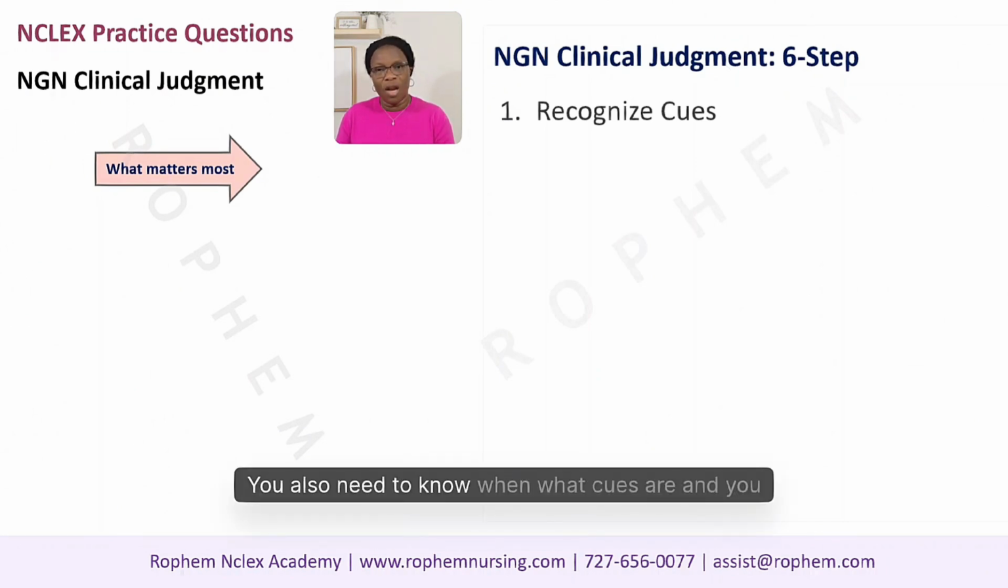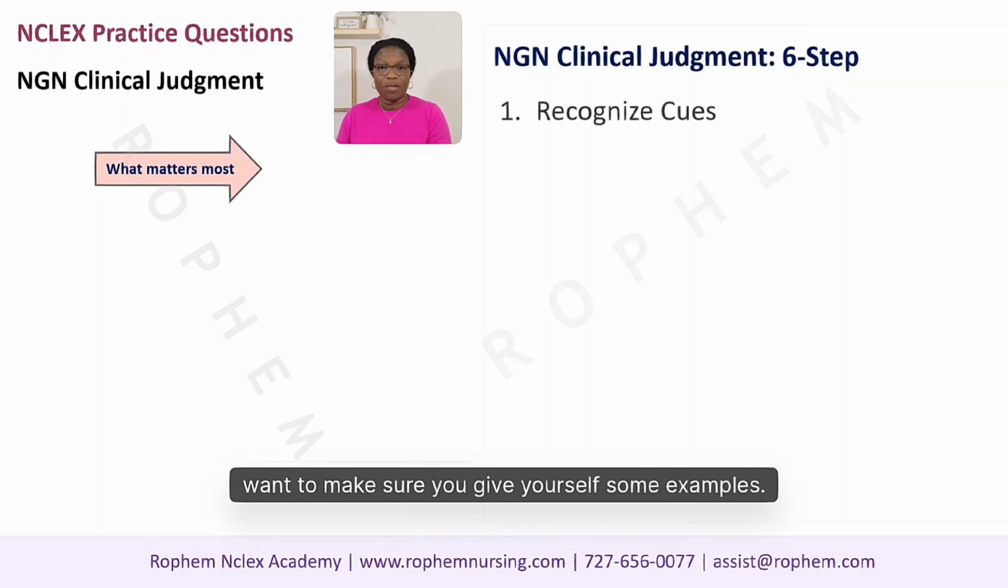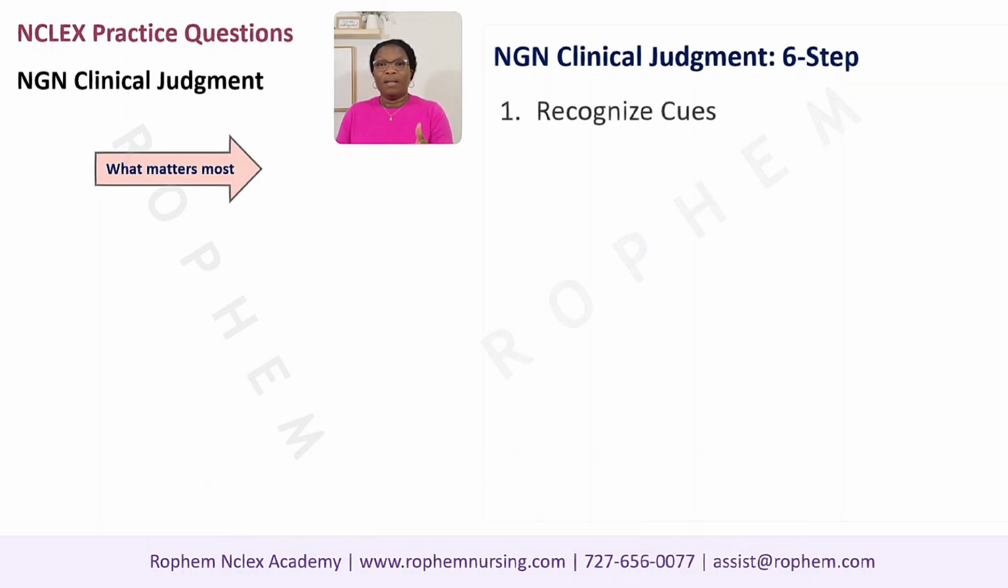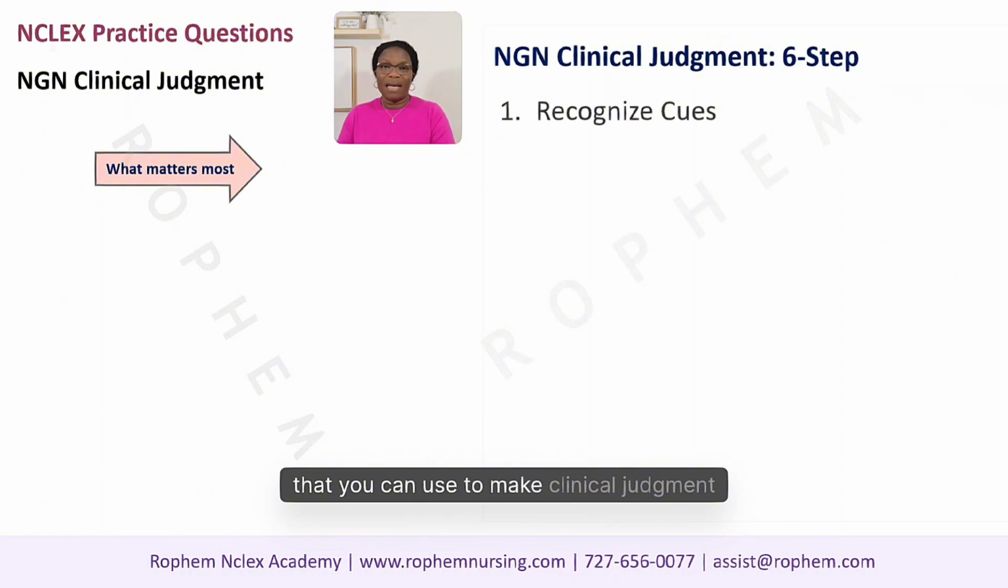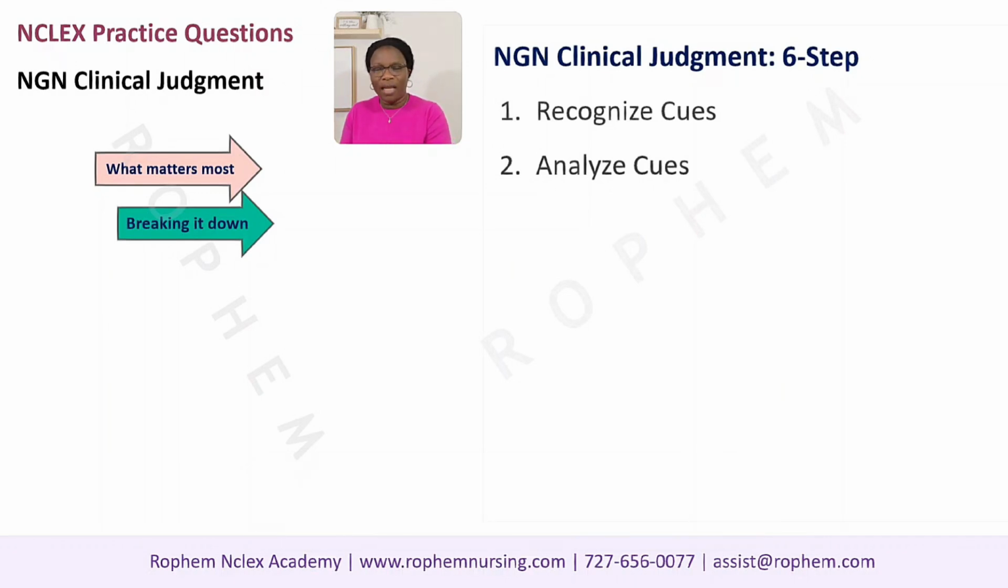You also need to know what cues are, and you want to make sure you give yourself some examples. Cues are information that you can use to make clinical judgment. Observations like signs and symptoms, or you look into their medical record and you look at their lab values or their vital signs.